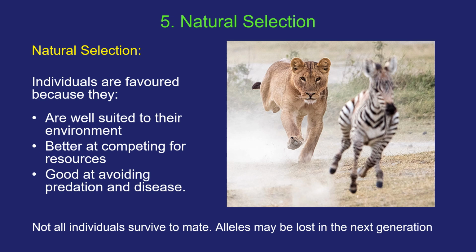Again, it comes down to mating. They do have to mate and pass on their alleles. Not all individuals survive to mate. The ones that have these advantages are far more likely to do so. Those that don't, of course, their alleles are lost.